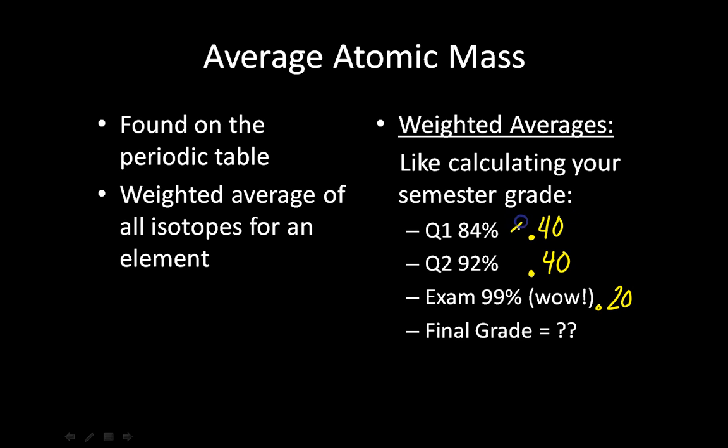Then what you would do is multiply the grade that you got for each quarter by that weight to figure out what portion of your overall score comes from that grade. So when you do that, you end up with 84 times 0.4, that's 33.6. This would turn out to be 36.8. And then this one would turn out to be 19.8.